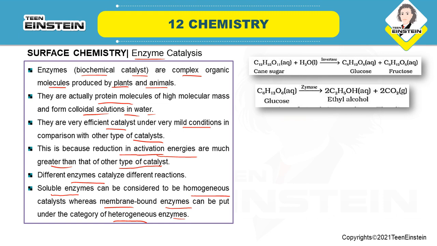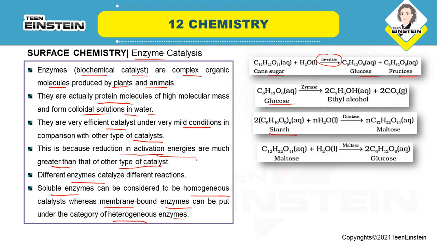We have some examples here. Cane sugar and water, in presence of the enzyme invertase we are getting glucose and fructose. Both have the same number of carbon and hydrogen, but their structure is different. Next reaction is glucose in presence of zymase. Now it is converted to alcohol, that is ethanol, and carbon dioxide.